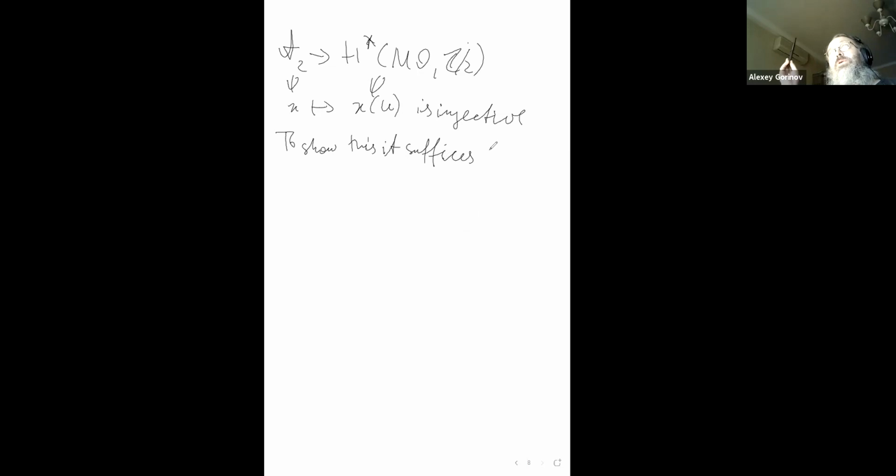And by the way, did Semyon explain the fact that A2 is not just an algebra; it's a Hopf algebra? Yes. Okay. So to check this, it suffices to do the same for the Thom spaces. And then we use the fact that the gamma.